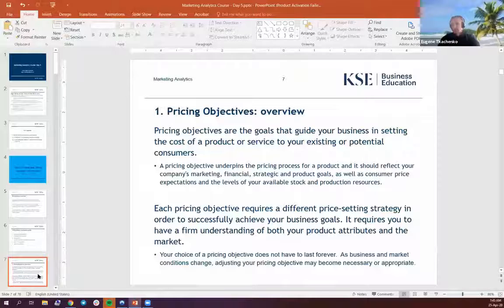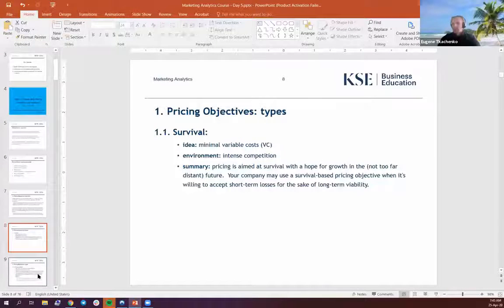So when we're talking about pricing objectives, there are, as far as I remember, 6 main parts covered in this lecture. So we will talk briefly about those. Objective number 1 is survival. So the idea is minimizing variable costs, because you're, as a small company or probably a startup, trying to enter the environment. So your pricing is aimed at survival with the hope for growth in a not too distant future.